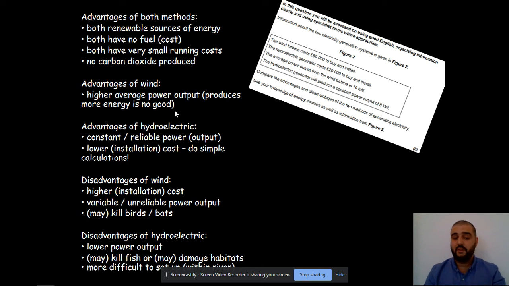Disadvantages of wind: higher installation costs. Again, I would specify by how much higher or more expensive it is. Variable, unreliable power output, of course, as we discussed, may kill birds, bats, or affect any other natural habitats in that area. Disadvantages of hydroelectric: lower power output, may kill fish or may damage habitats, more difficult to set up. So again, I've used all the information they've given me. I've used any knowledge that I have that I've learned through the content, and I've applied it to this particular question itself.